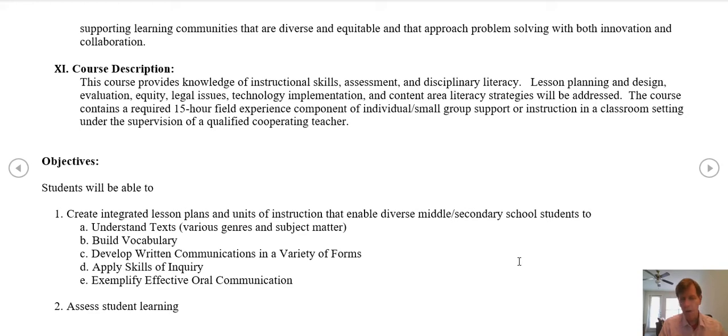The one thing that I want is I want you to integrate the language arts into your unit of instruction. That means reading, writing, viewing, listening, speaking, and visually representing. The language arts can be integrated into any subject area.